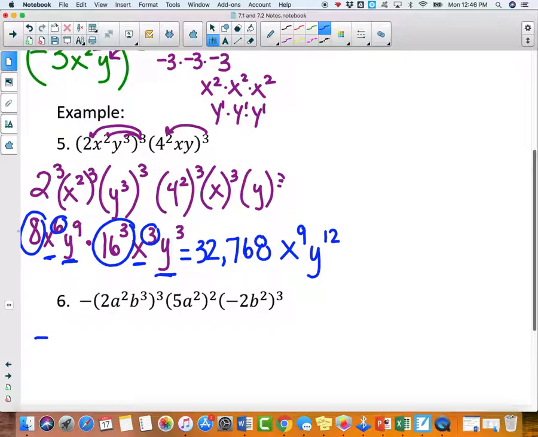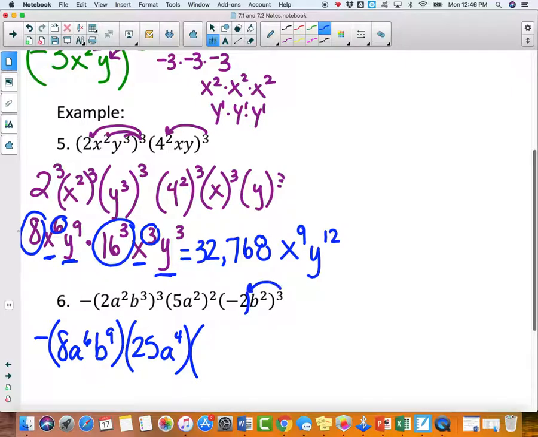I have a negative 2 to the third power, which is 8. A to the 2 times 3 is a to the 6th. B to the 3 times 3 is b to the 9th. Times, let's see, 5 squared is 25. A squared times 2 is a to the 4th. Negative 2 to the third, let's see, that's negative 2 times negative 2 times negative 2, which is negative 8. B squared to the third is b to the 6th.